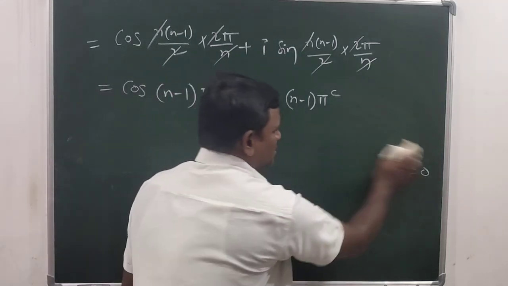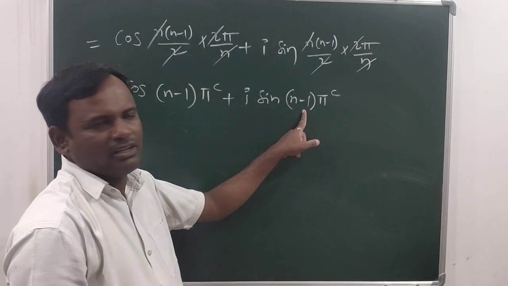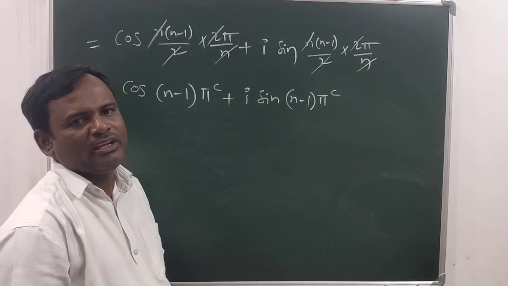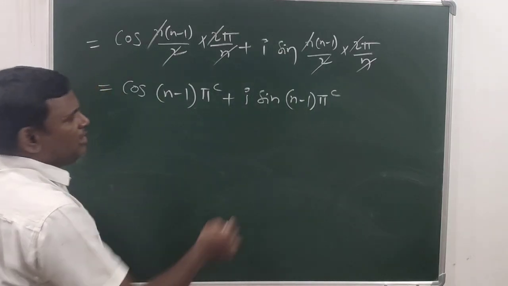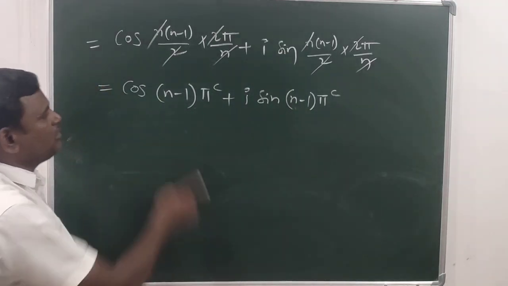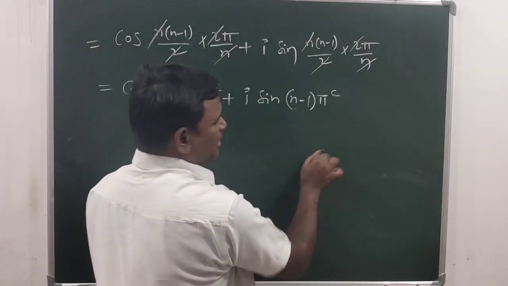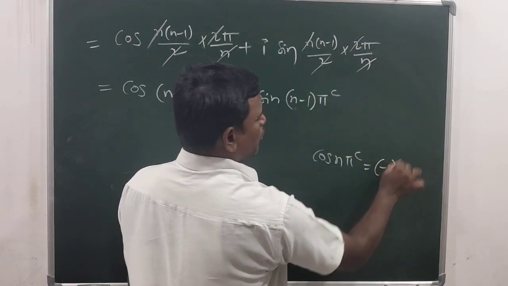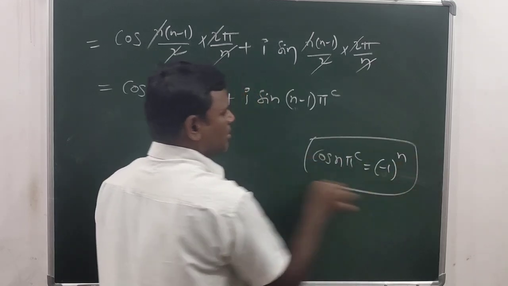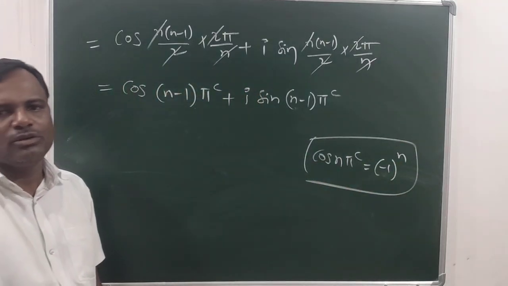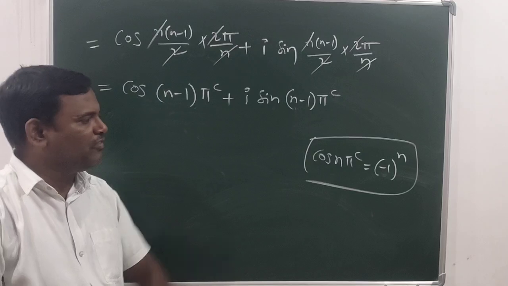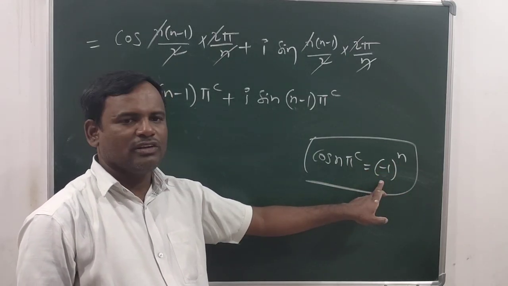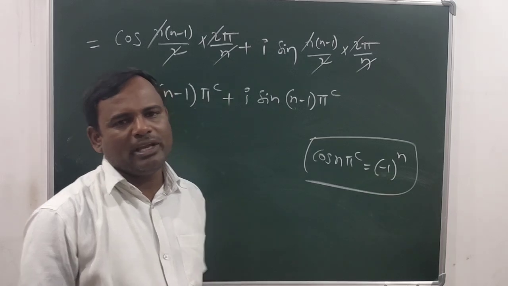Okay, students? See, n minus 1 is an integer multiplying with pi radians, then the result would be 0. Keep this result as 0. Then what about this? As you learnt, cos n pi radians equal to minus 1 whole power n. Cos n pi radians is equal to how much? Minus 1 whole power n. If n is odd, you will get minus 1. If n is even, this result would be 1.